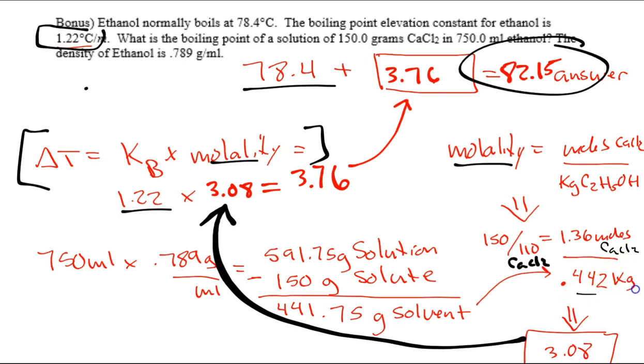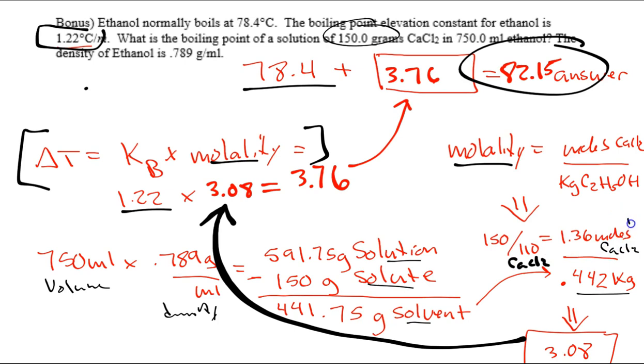Now, to find the kilograms of your solvent, I came over here, took my volume, and multiplied it by my density. These were both given to you in the problem. So 750 milliliters times 0.789, I end up getting 591 grams of solution. The problem told you you had 150 grams of solute, so that's where that number comes from. To find just the solvent, you subtract those two and you get 441.75 grams. Now, we're ready to roll.